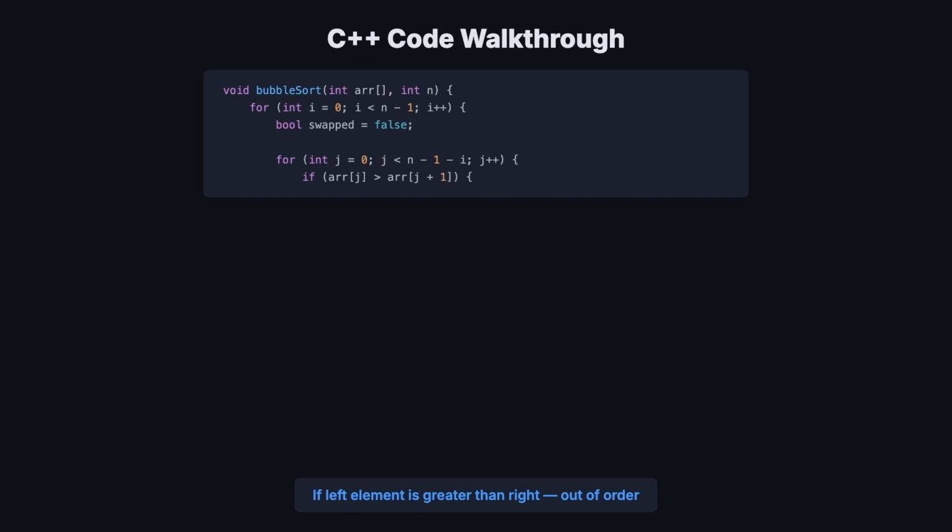Compare the current element with its neighbor. If they are out of order, we swap.